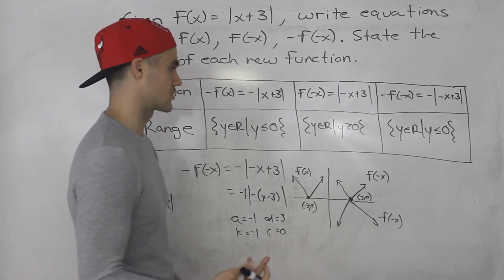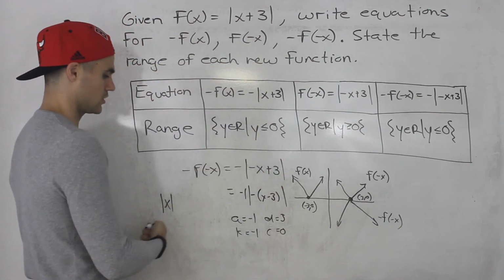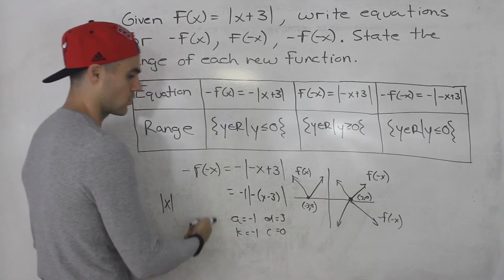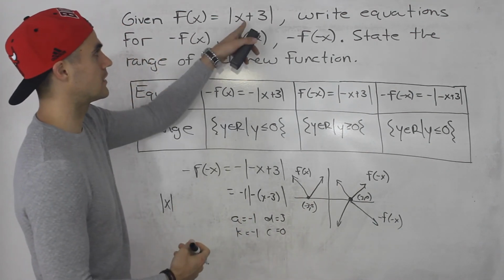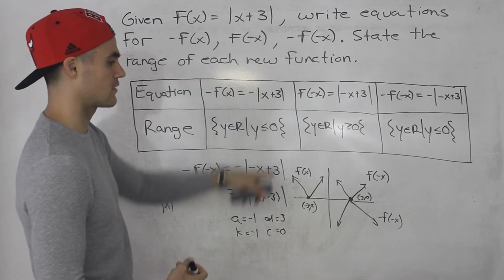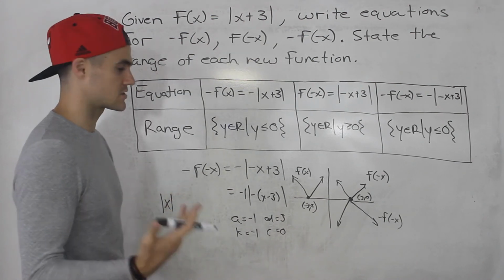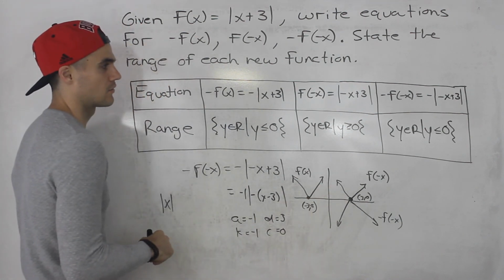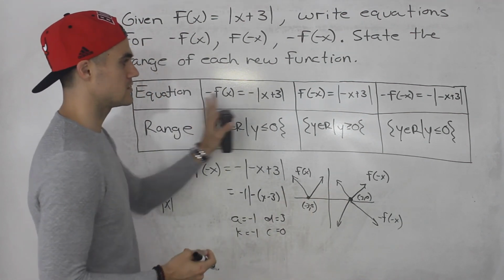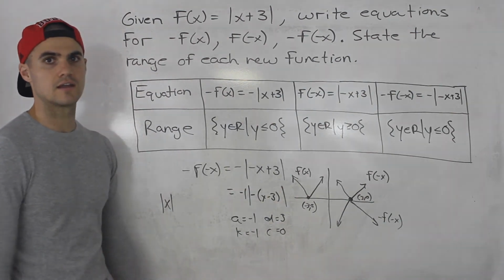So either way works. You could treat this as the parent function, or you could go right from the base function and do all the transformations. But I think it's easier to treat this as the parent function because then one of the transformations is already taken care of. That shift to the left of 3 is already taken care of. But either way, these are the answers that you should get in the table.